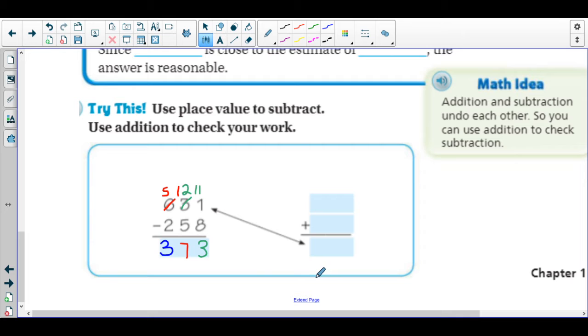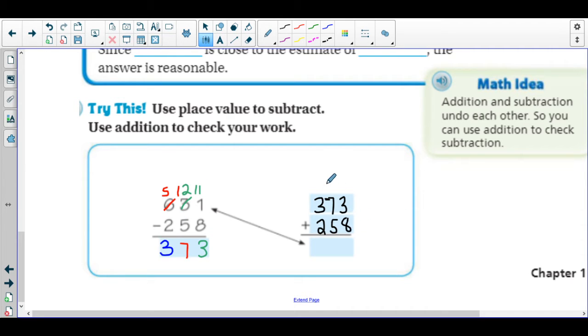So now what I'm going to do is take this answer that I already had. Okay, so I had 373 and 258. Now when I add these numbers, hopefully I come up with this top one here, this 631.